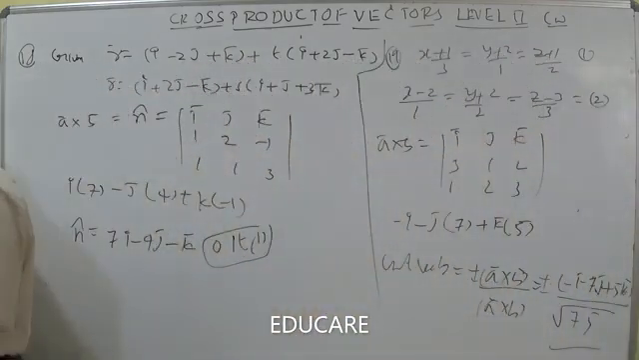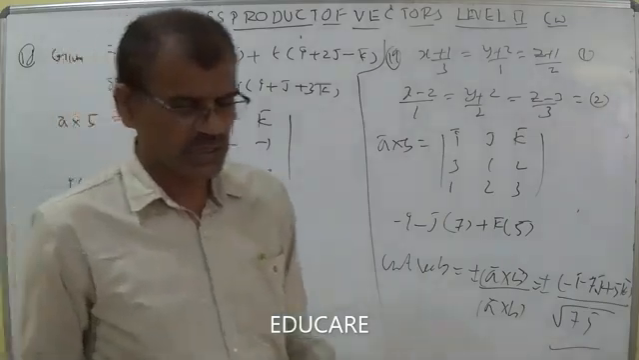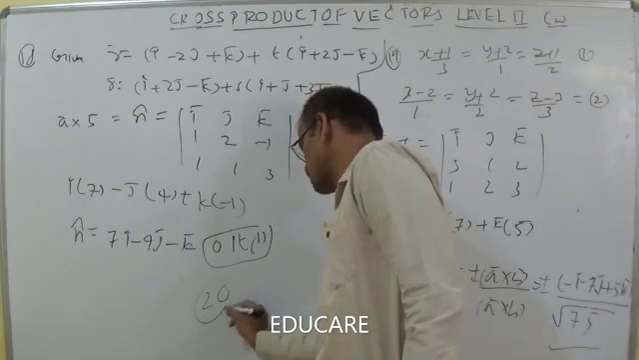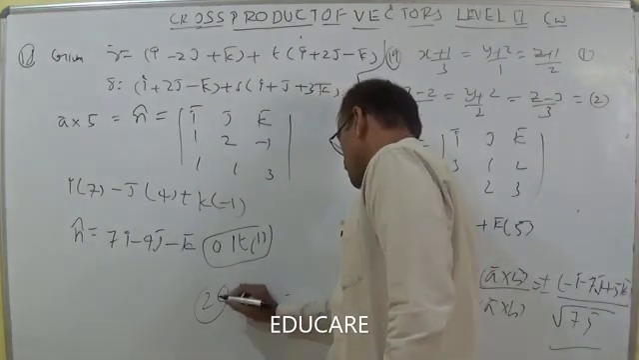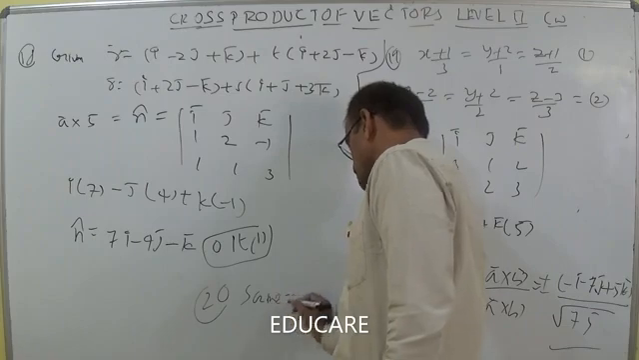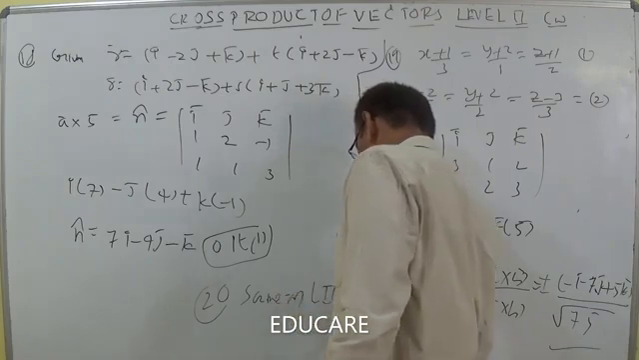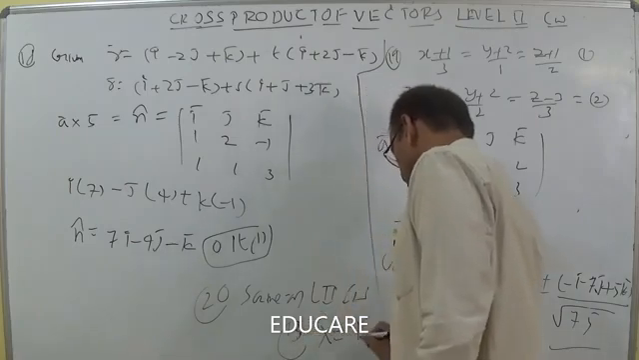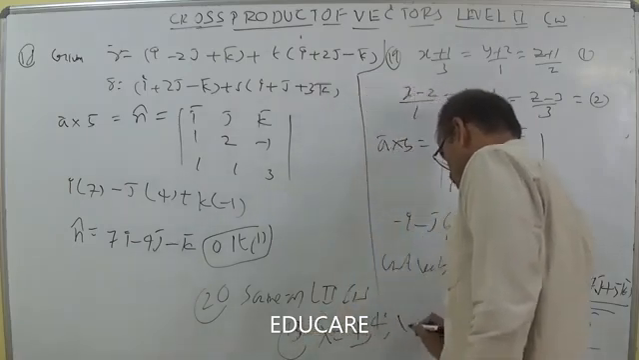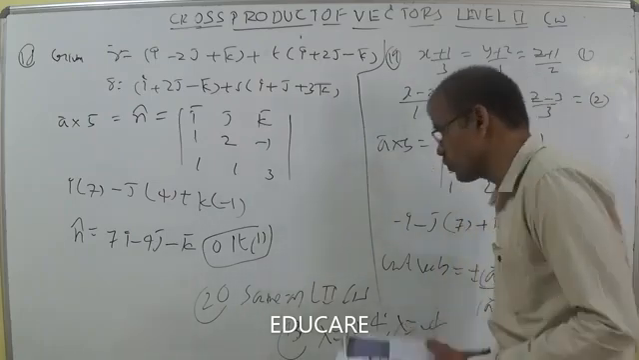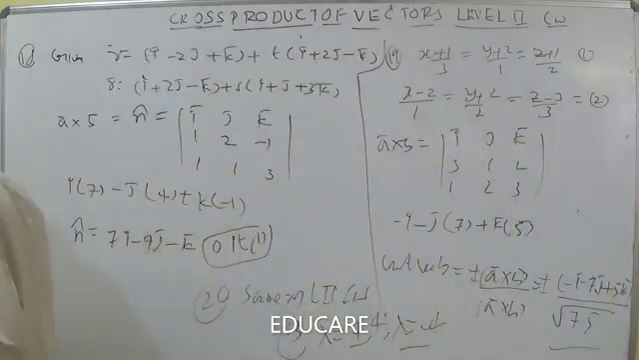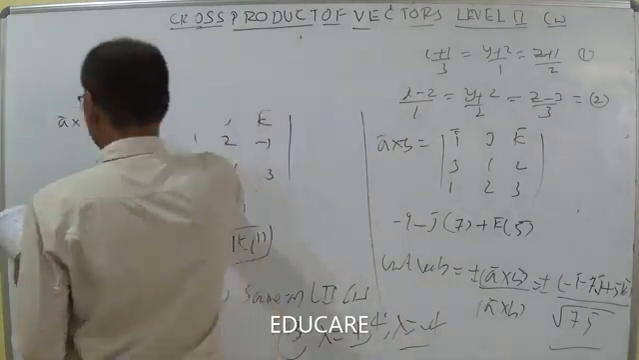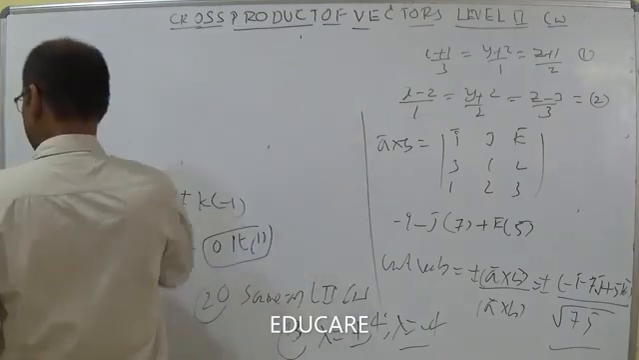Next, 20th question. Dear students, the 20th question has the same answer as the 13th question we discussed in level 2 classwork. There we calculated the answer lambda equal to plus or minus 4, but here it is given lambda equal to minus 4. So no need to say more. 19 and 20 questions completed, now the 21st question.